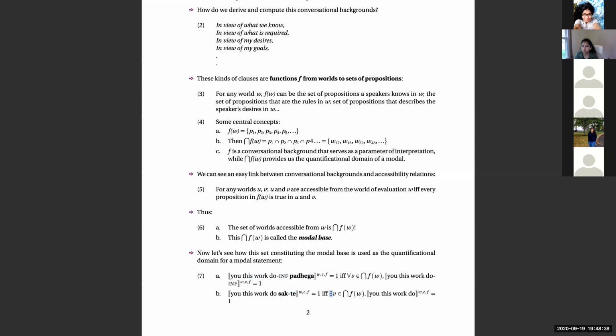I have a question. Yeah, go ahead. So with the semantics of "tumhe ye kaam karna hi padega," you're saying that it's true if and only if for all worlds accessible to W, this statement is true. Now, what if we added the particle hi, and said "tumhe ye kaam karna hi padega"? How does the semantics then differ?